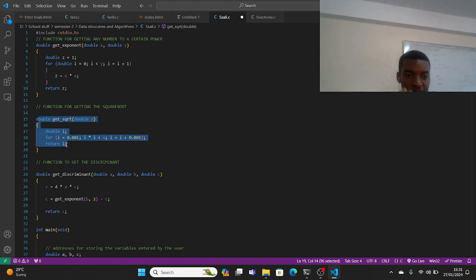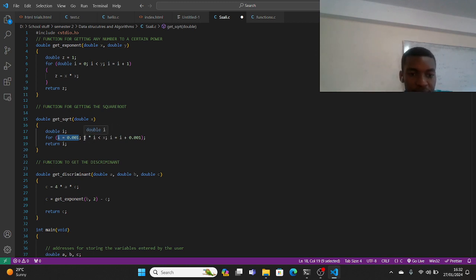So here we have getting the square root. It takes in a parameter, the number whose square root we want to find. Then here we create a location in our memory where the variable i will be stored. Then we give i 0.001. The reason I gave i a value of 0.001 is that I want our square root to be correct to at least 3 decimal places, just for improved accuracy.